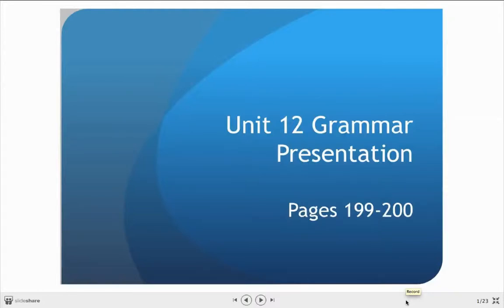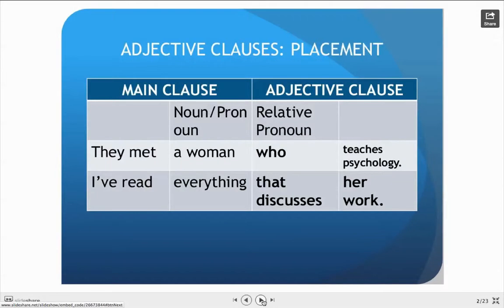Okay, this is the Unit 12 grammar presentation, which is on pages 199 and 200. The first point they make about an adjective clause is that it follows the noun that it modifies. So when I say they met a woman who teaches psychology, this is the adjective clause with the relative pronoun, and it goes after the noun a woman. It tells me more about the woman.